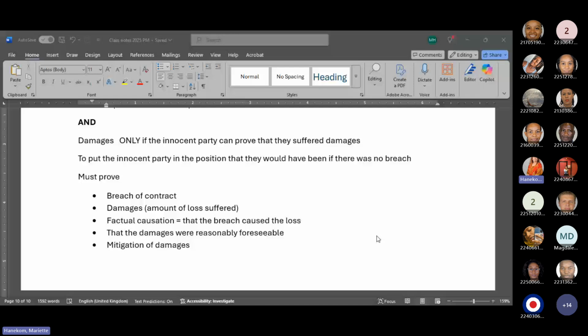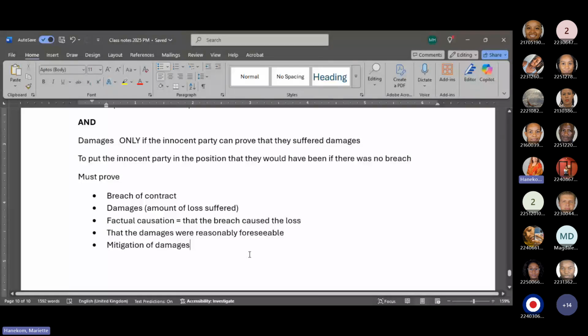They can, of course, claim whatever they paid for the security guard, but you cannot just sit back and say, okay, you've breached the contract, I'm going to make money out of you. You have to try to reduce as far as possible the amount claimed.